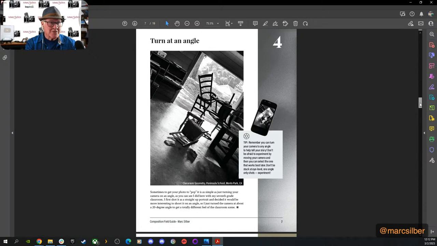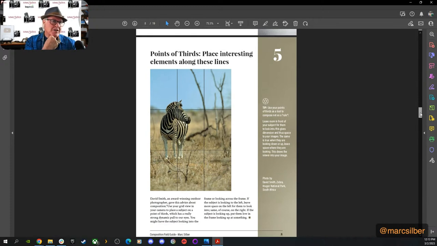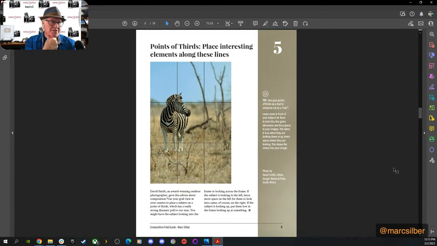Okay, let's look at the next one here. There are little tips along the way. Now, points of thirds. You'll notice we don't call it the rule of thirds. There's no rule, there's no law. It works often, not always. In this case, this is a photograph by a really great wildlife photographer, David Smith, who I met in South Africa many years ago. And he made a really good point.